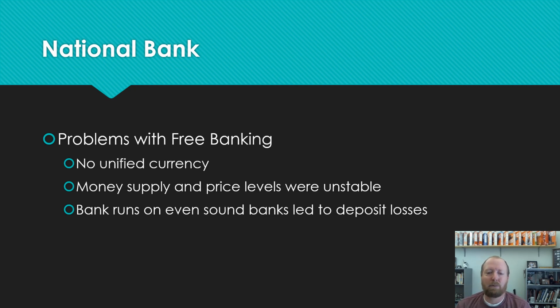And the money supply and price levels were very unstable. You'd see a lot of inflation and then a lot of deflation. Prices changing all over the place. Sometimes there's money to be had, sometimes you can't actually find money to use to buy things. And there were a lot of bank runs and a lot of bank failures at this time period.